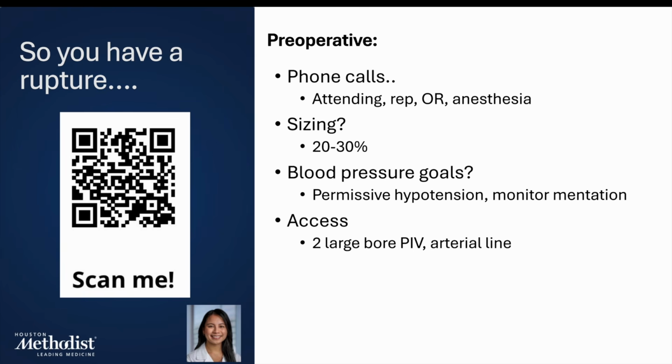Alright, so what kind of access do you want? Two large bore peripheral IVs, and bonus points if you can get an arterial line before the patient rolls to the operating room. Maybe you have a junior nearby who can help you with that.